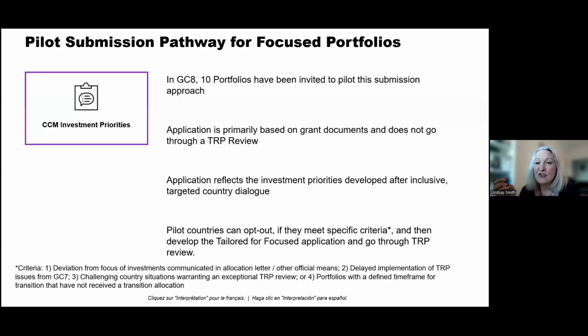If these pilot countries want to propose that they develop a funding request and go through TRP review instead, if they meet certain criteria, they can discuss that with their country team to opt out of this approach. But we would really encourage those 10 that have been identified for this CCM investment priorities pilot to experience this with us over Grant Cycle 8 so that we can learn together. Next slide.